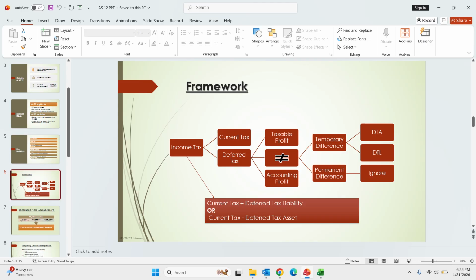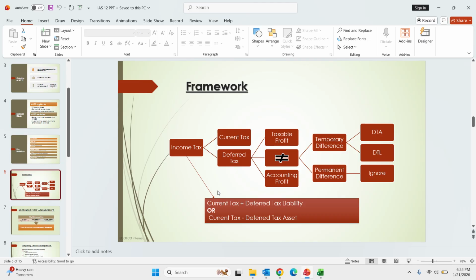What are permanent differences? In the case of, let's say, fines and penalties for a breach of law, accounting records such fines and penalties as an expense, but tax laws forbid doing so. So this will be a permanent difference. In any case, this will not be reversible, so IAS 12 ignores such expenses. The primary focus shifts to temporary differences, which lead to deferred tax assets and deferred tax liabilities.